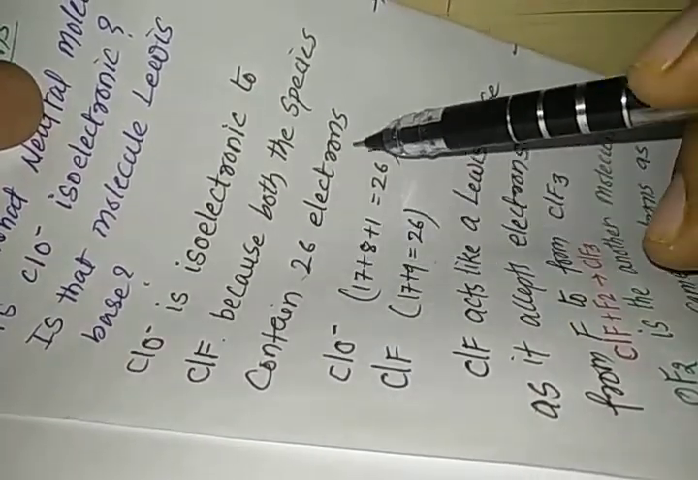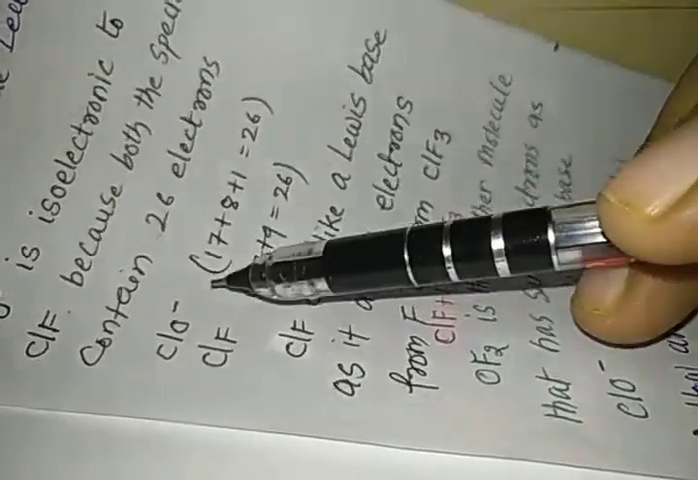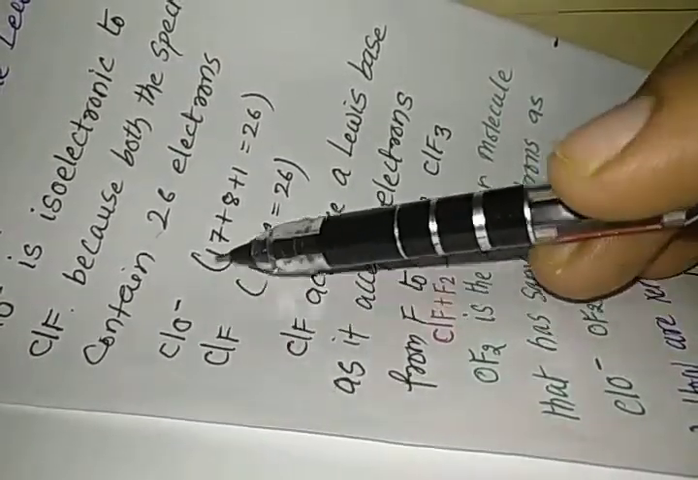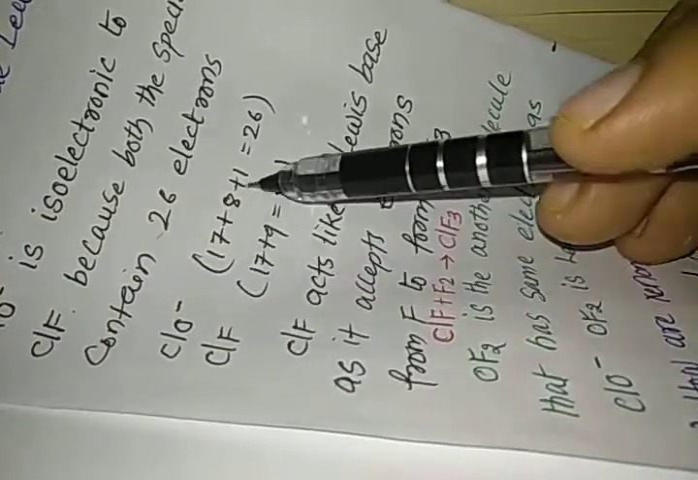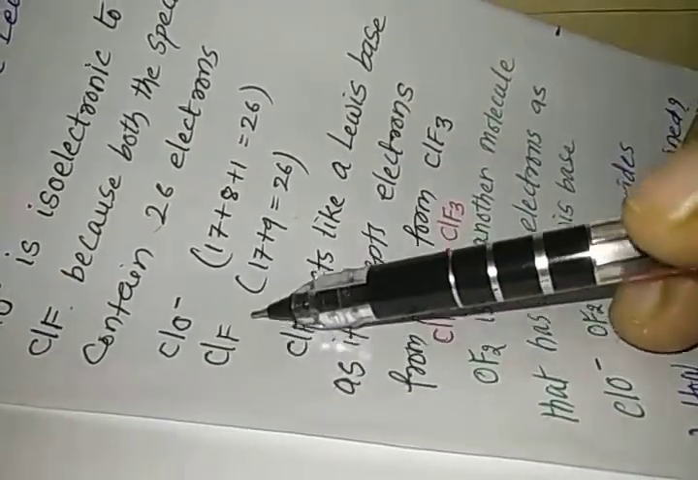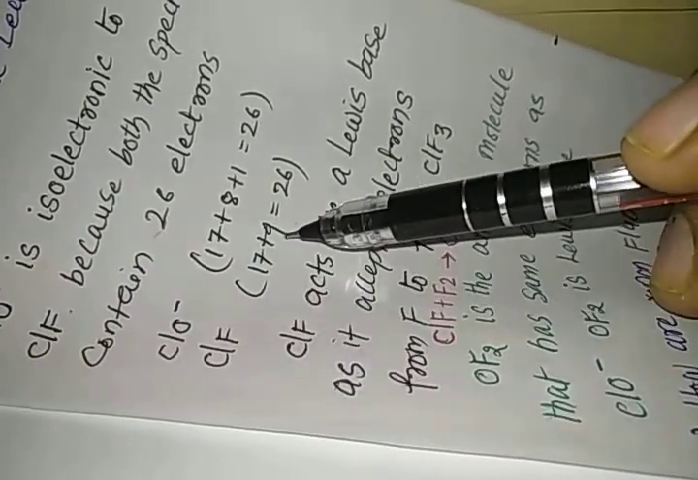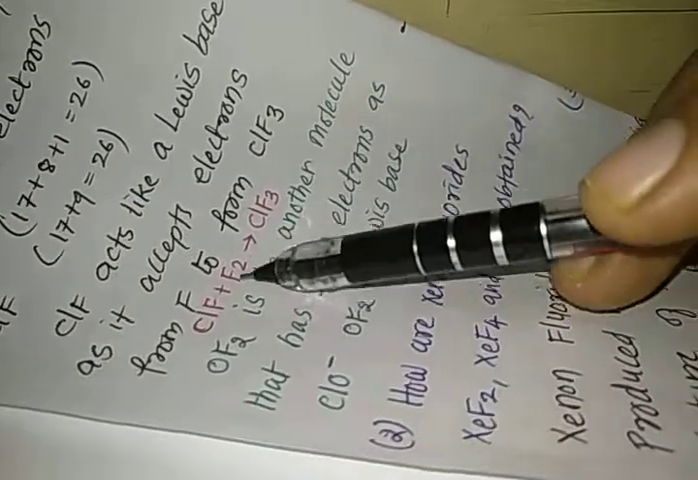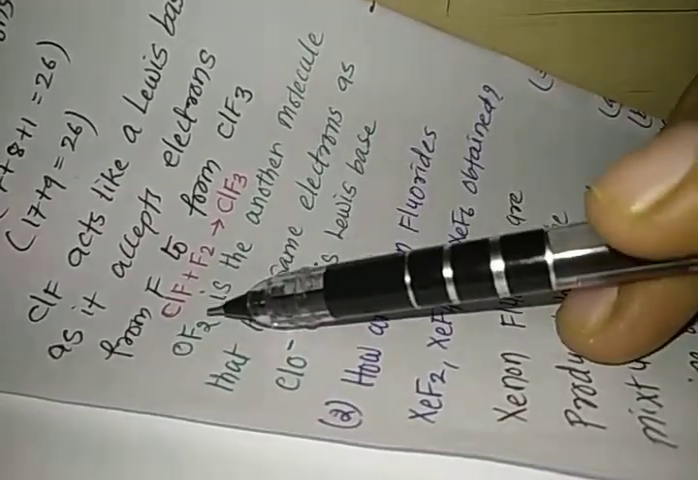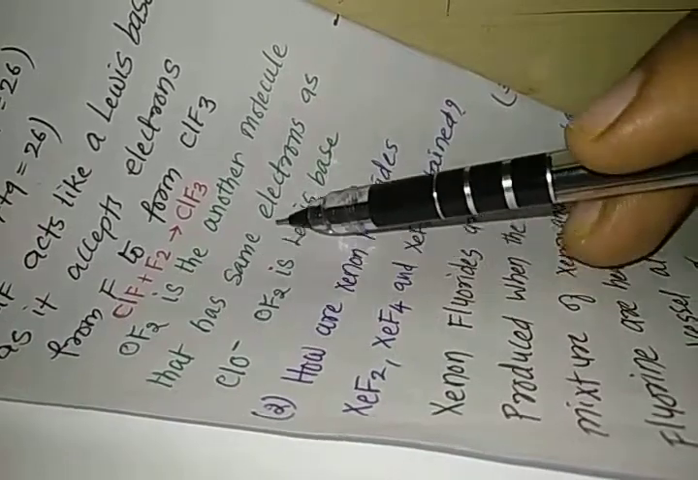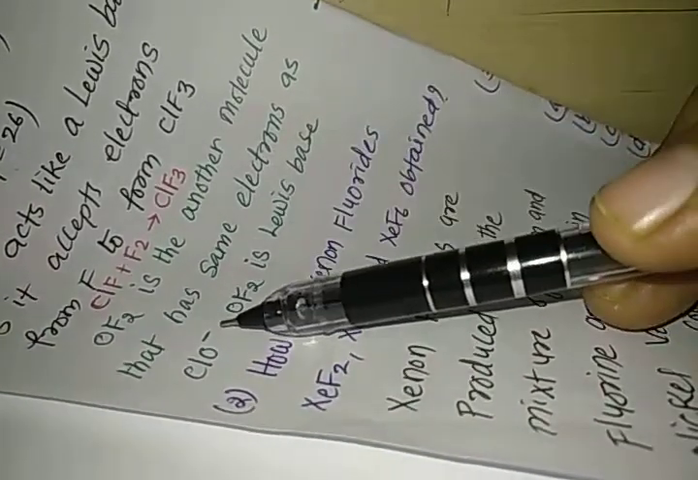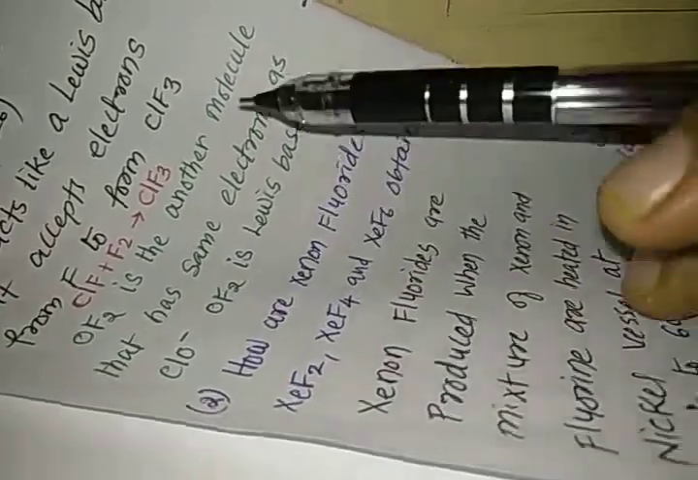ClO minus is isoelectronic to ClF because both species contain 26 electrons. The electrons present in ClO minus are 17 in Cl, 8 in oxygen and 1 for the negative charge, total 26, whereas in ClF, 17 in Cl and 9 in fluorine also gives us 26. So ClF acts as a Lewis base, as it accepts fluorine to form ClF3, ClF plus F2 gives ClF3. Even OF2 is another molecule that has the same number of electrons as ClO minus, and OF2 is also a Lewis base.